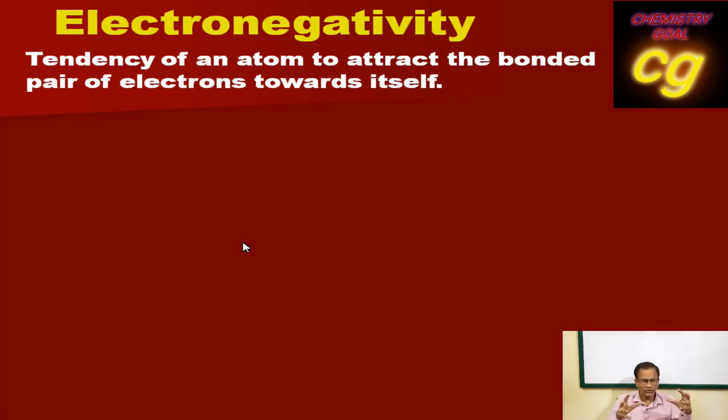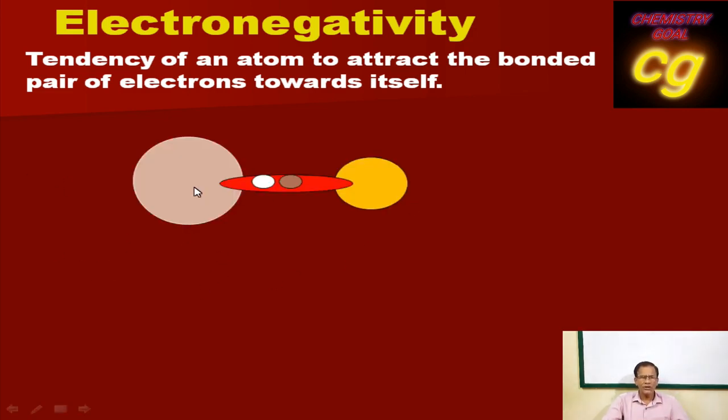That means when a bond is formed between two different atoms, one atom attracts the bonded pair of electrons towards itself. This nature of attraction of the bonded pair of electrons towards itself is called electronegativity. Generally, it is observed in the case of a covalent bond formed between two different atoms.